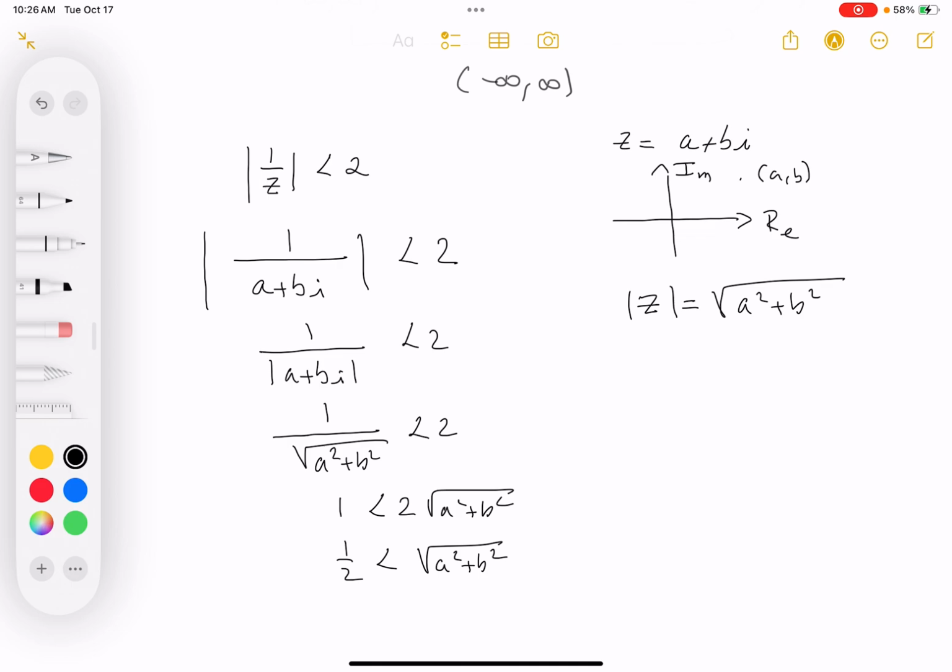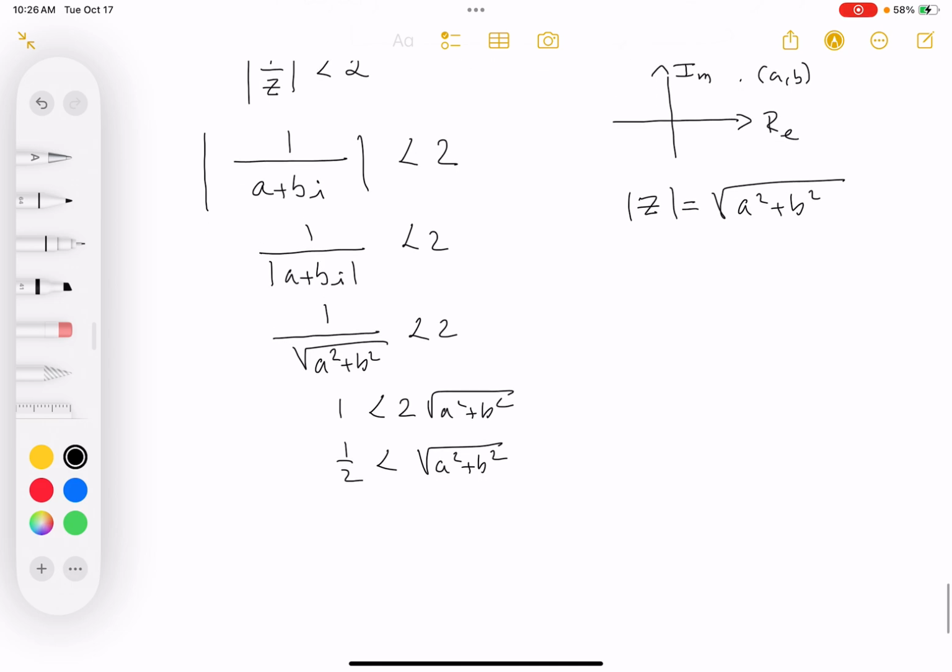So now what do I got to do? I got to square both sides. And what do you get? You get 1/4 less than a squared plus b squared. All right, I'm thinking about this now, and I'm starting to think that this sort of reminds me of a circle.